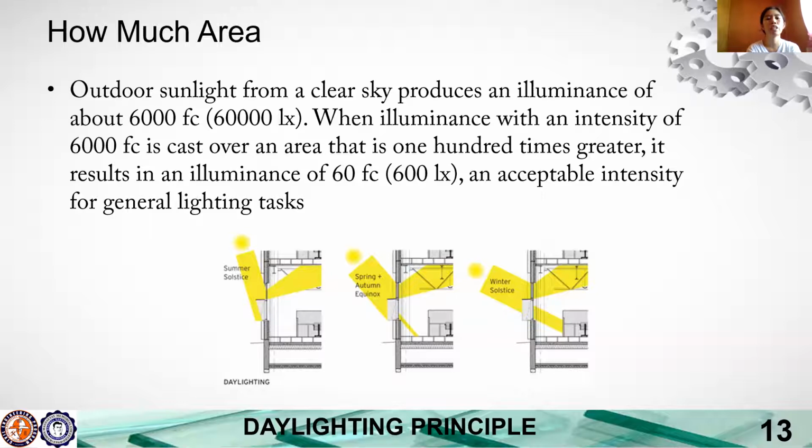Outdoor sunlight from a clear sky produces an illuminance of about 6,000 FC or 6,000 lumens. When illuminance with an intensity of 6,000 FC is cast over an area that is 100 times greater, it results in an illuminance of 60 FC or 600 lux. Unacceptable intensity for general lighting tasks. So in theory, clear sky sunlight can be distributed to adequately light an area that is 100 times greater than the area of captured light.